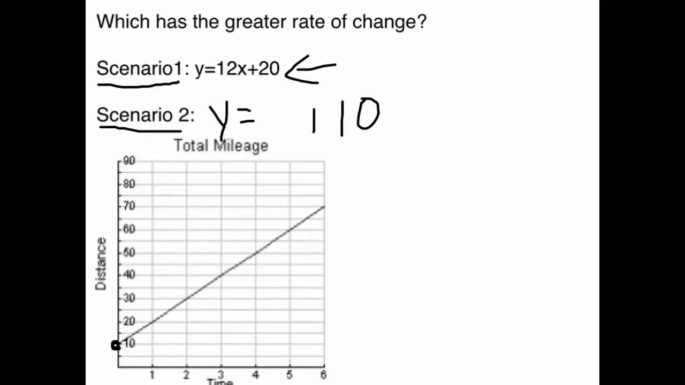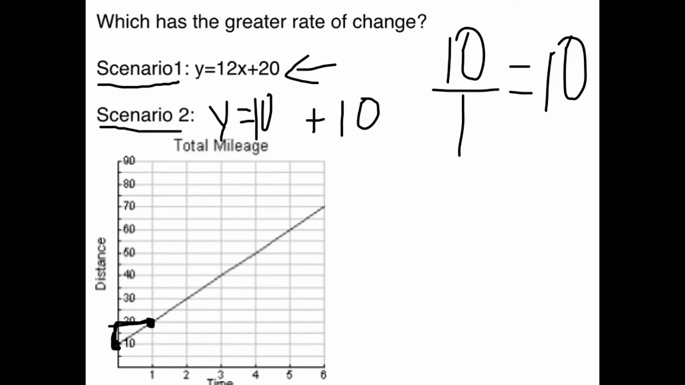I'm going to find my next clear point, which comes at (20, 1). So I see that I'm going to rise 10 and run 1. Rise 10, run 1. That's going to give me a slope of 10. So my equation is y equals 10x plus 10. So which scenario has the greater rate of change? I'm looking for the scenario that has the greater slope, which means it has the greater rate of change. So I look and I see that scenario 1 has a greater rate of change because 12 is larger than 10, which means that the equation for scenario 1 is increasing at a much faster rate.